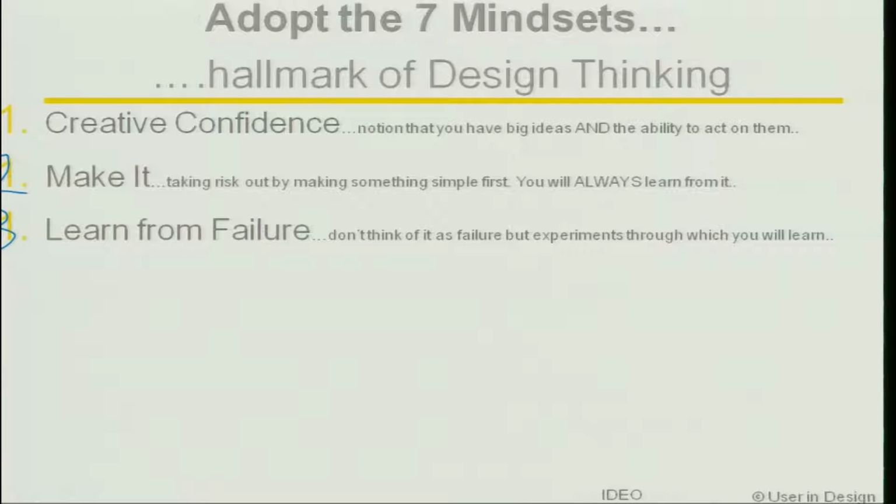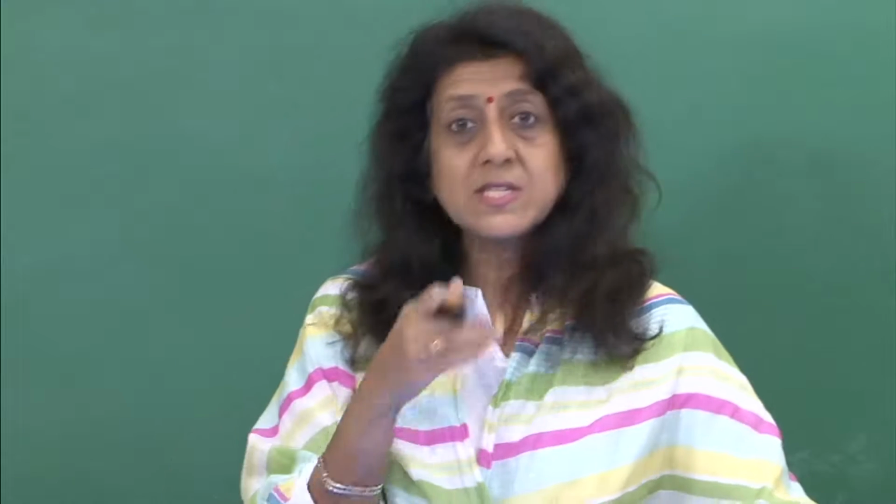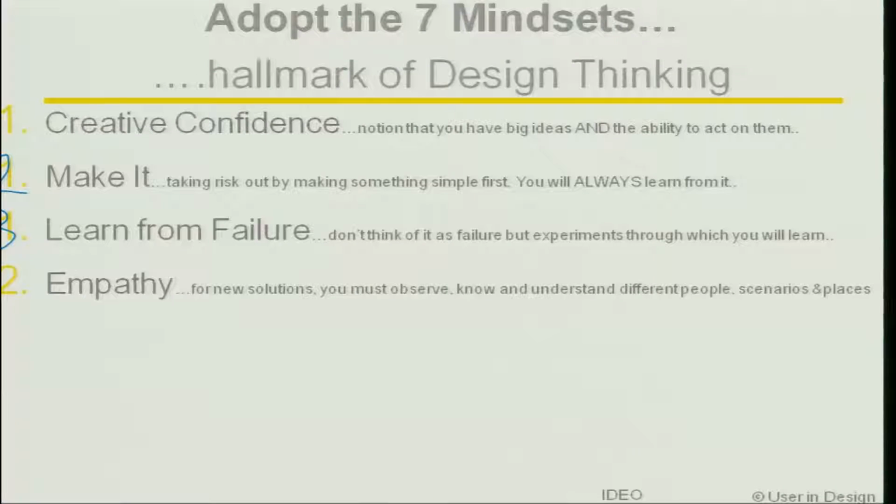Learn from failure. And again, don't think of it as failure, but experiments. Remember what a scientist does, right? Do they first straight away come up with the final discovery? No. They experiment and they refine, and they experiment again and they refine. So this is what we need to do in the design thinking approach as well.